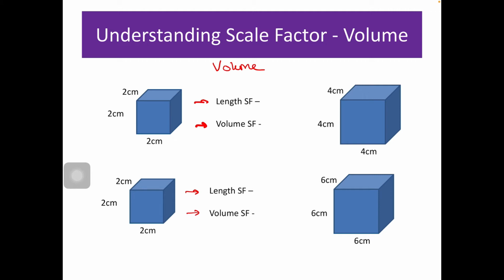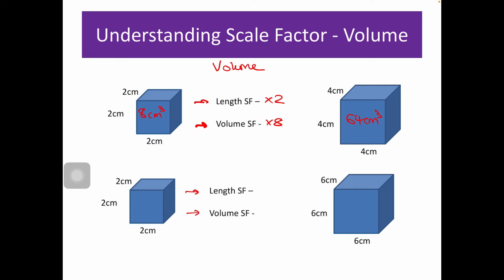Okay, so volumes of cubes should be nice and easy. Volume of a cube, we times the length by the width by the depth. So we will have 8 centimetres cubed, and we'll have 4 times 4 equals 16, times by 4 again will give me 64 centimetres cubed. Length scale factor from 2 to 4 is times by 2. Volume scale factor from 8 to 64 is times by 8.